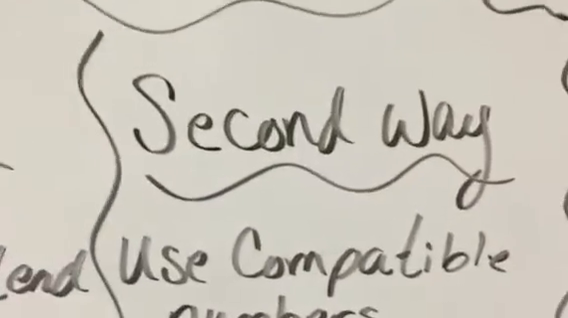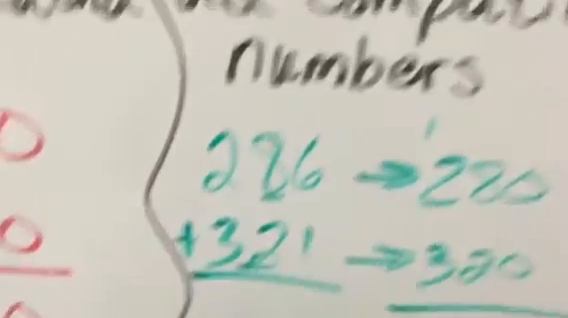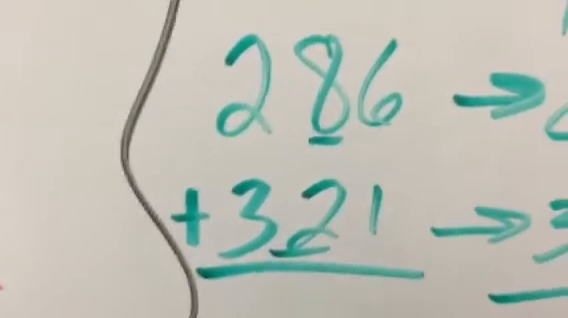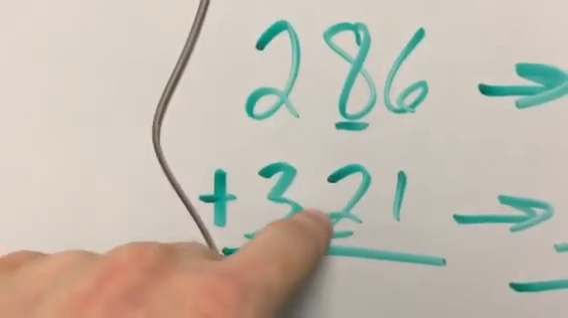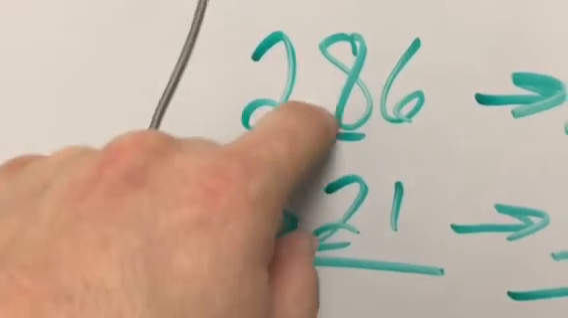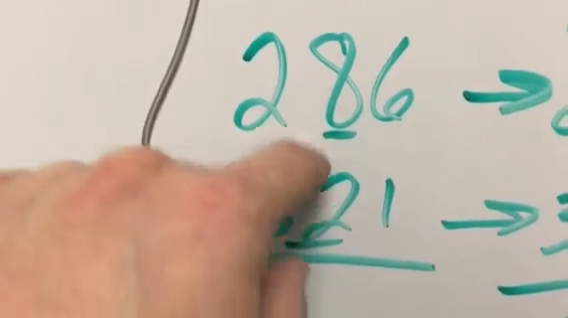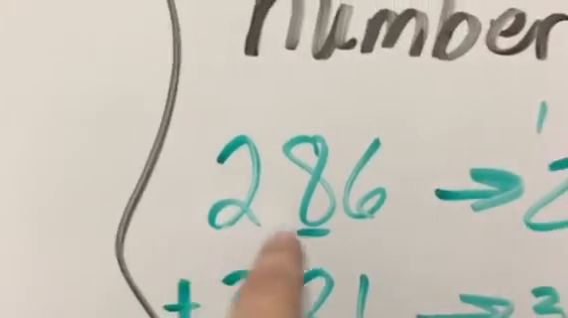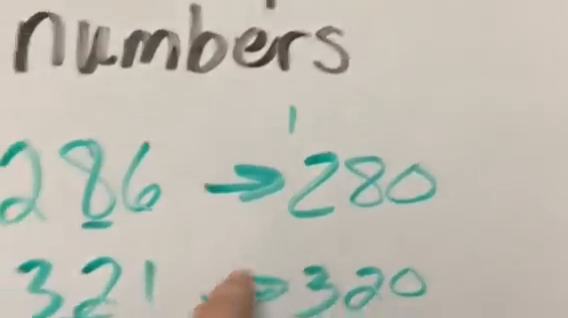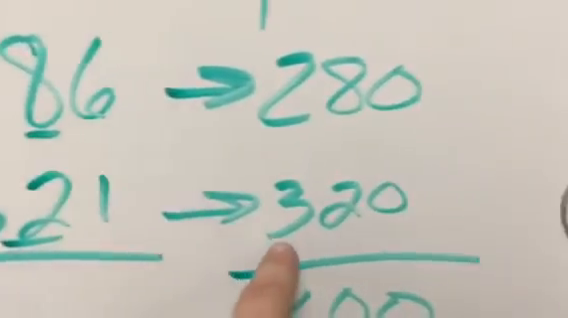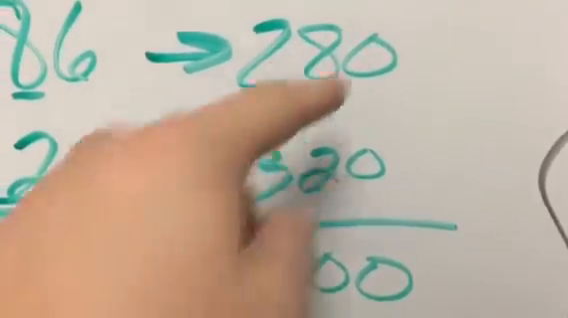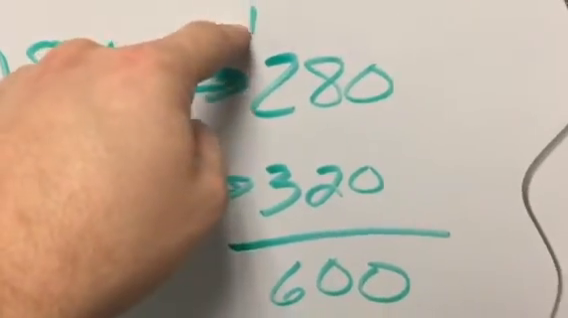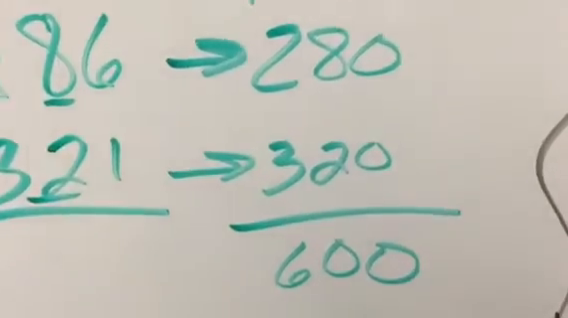Let's look at a second way, which is using compatible numbers. If I have 286 plus 321, it's almost like rounding, guys, but we're going to look at a different number. We're going to look at the tens position. I can see that 8 and 2 are compatible when adding together. So I'm going to change 286 to 280 and 321 to 320. And then I can just add it. 0 plus 0, 8 plus 2 is 10, carry the 1. And I have 1 plus 2 is 3, plus 3 is 6.